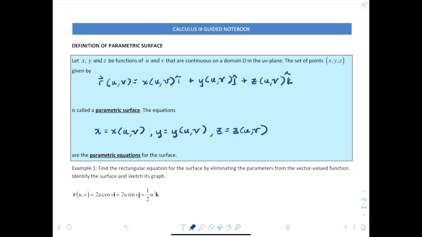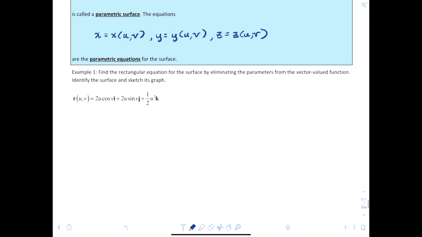are the parametric equations for the surface. So, in our first example, find the rectangular equation for the surface by eliminating the parameters from the vector valued function. And then we want to identify the surface and sketch its graph. So, here we go. r at u and v is equal to 2u cosine v times i plus 2u sine v times j plus 1/2 u squared times k.